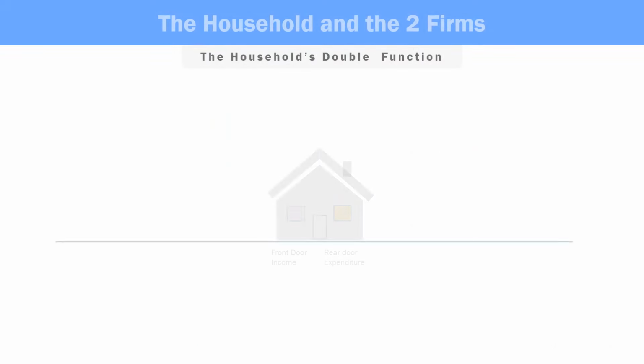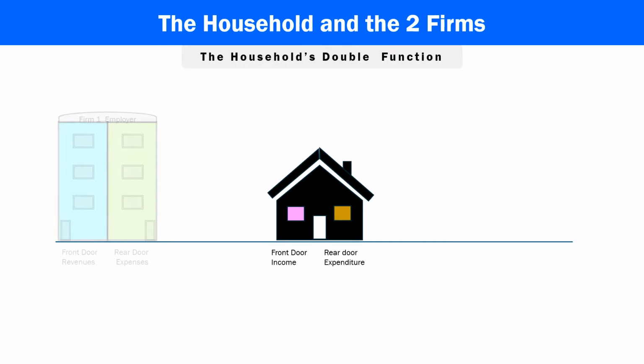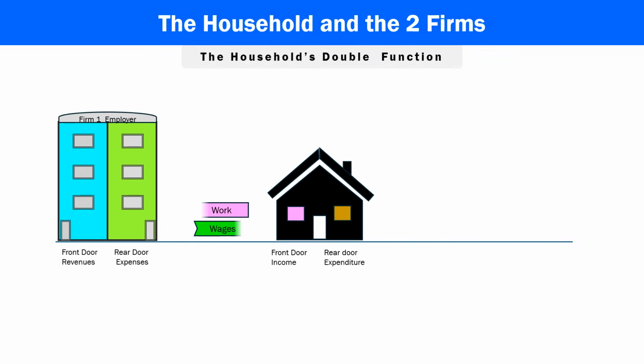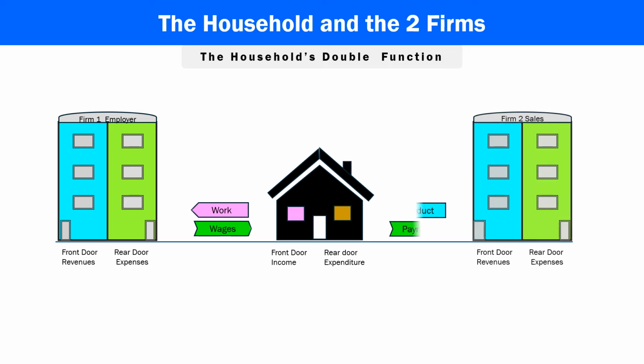The household, in the center, works for the first firm, shown by the pink arrow, and receives income as a green wages arrow. The second firm supplies products shown by the blue arrow and receives payment as a green arrow in return. This indicates the household's dual function as part of the circular flow in the private sector.